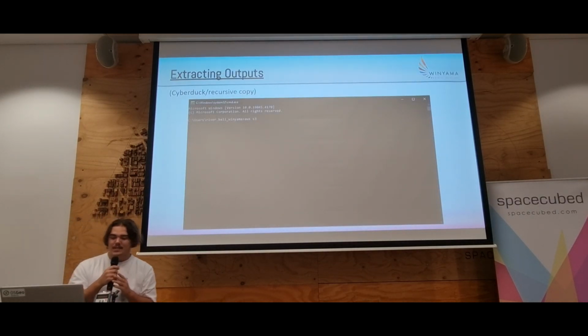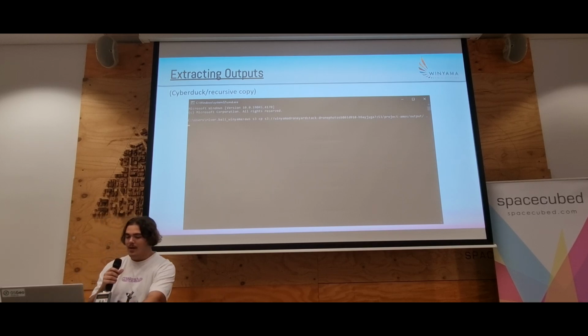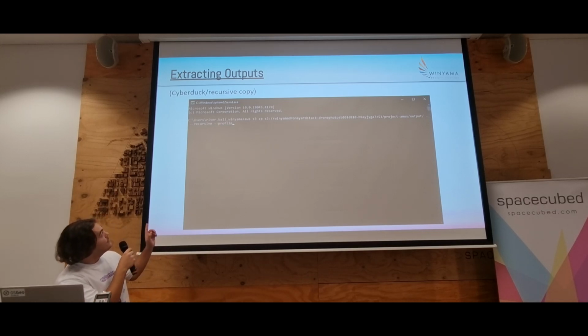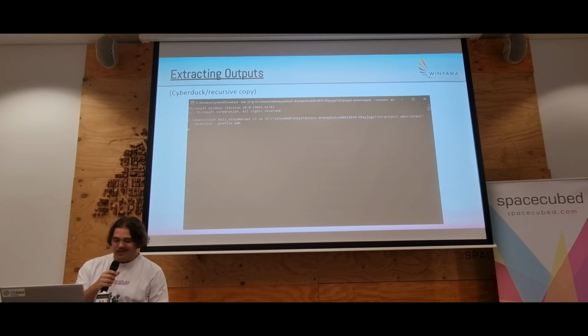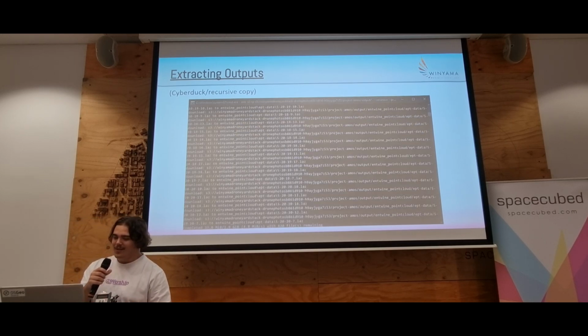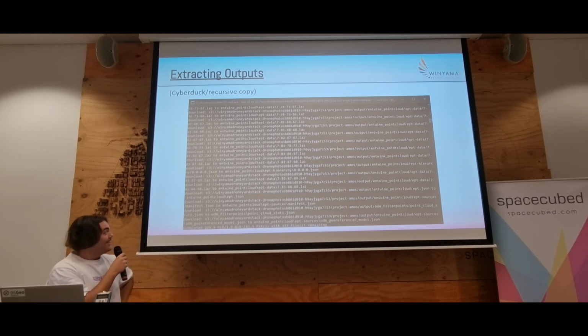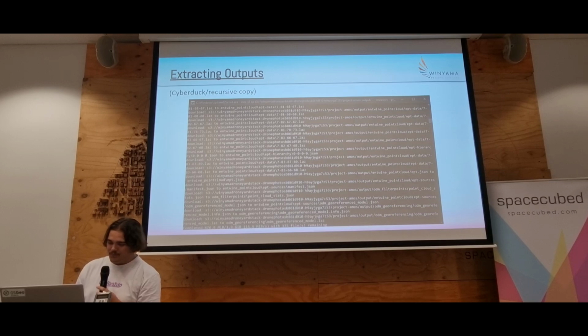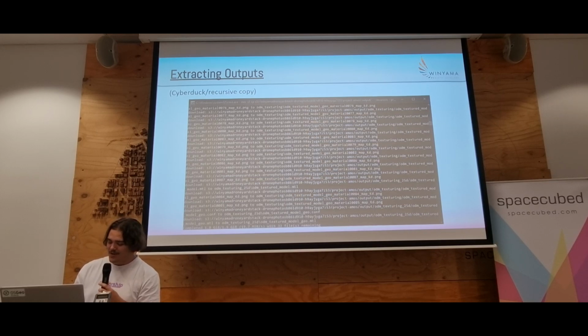Alrighty. Extracting outputs. There's a couple ways to do this. My favorite is the recursive copy in the command line. Run that code. You use the link from the S3 folder, and you have to do that in the target folder. So just make sure you are running it in the folder you actually want to download it to.